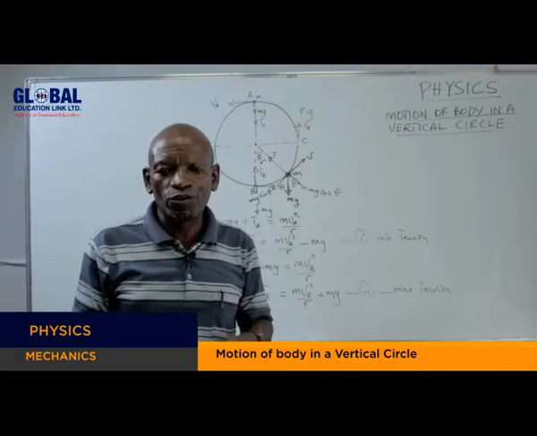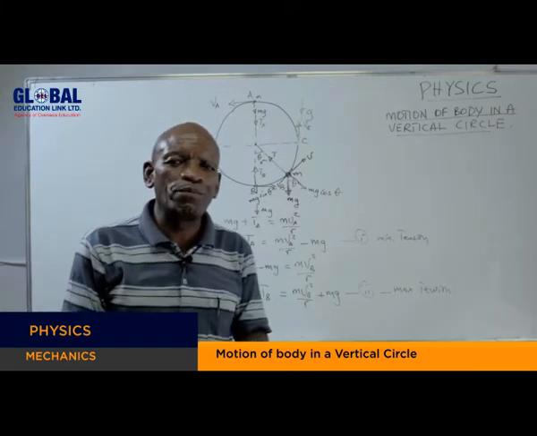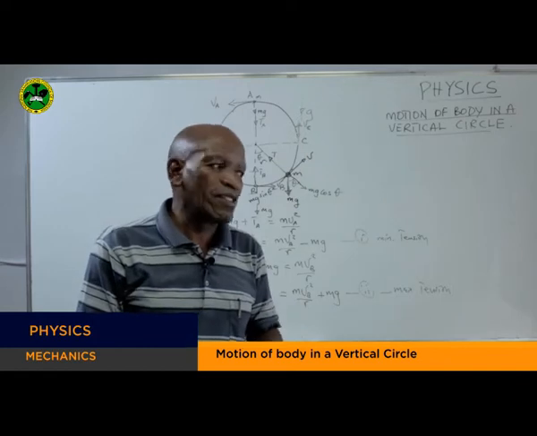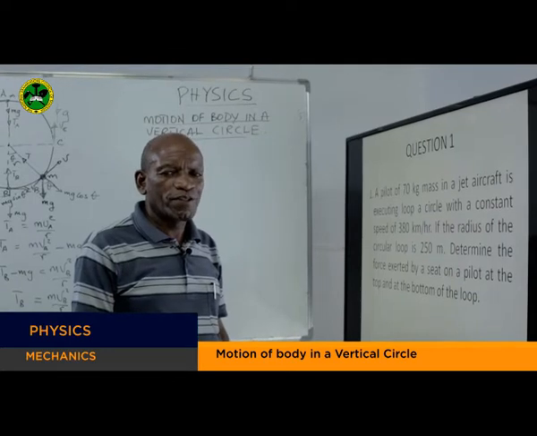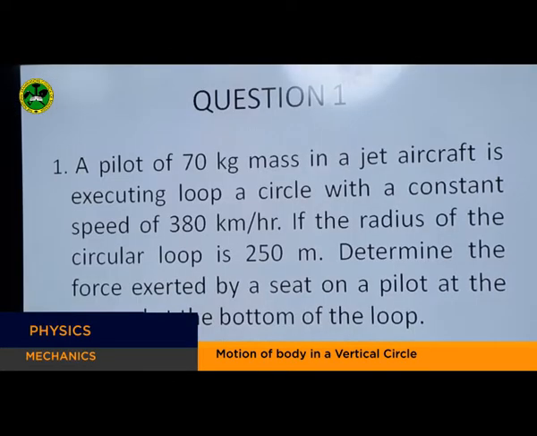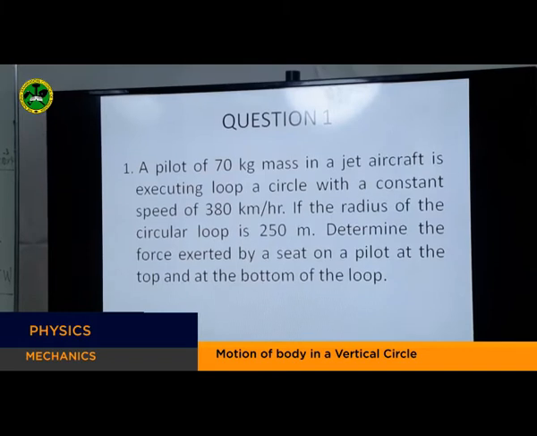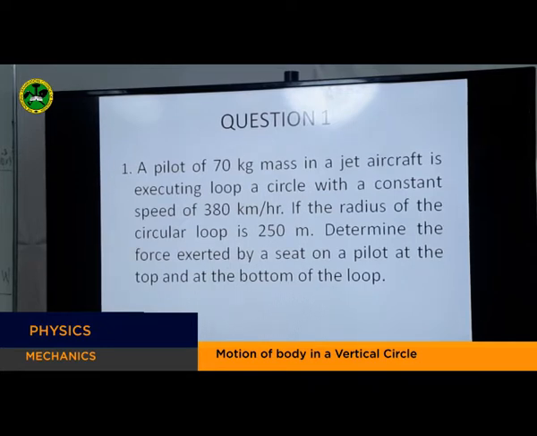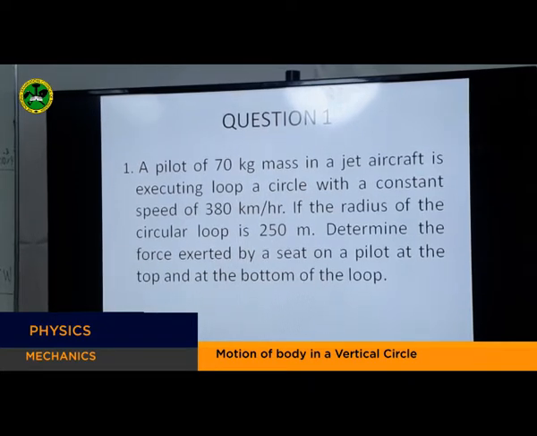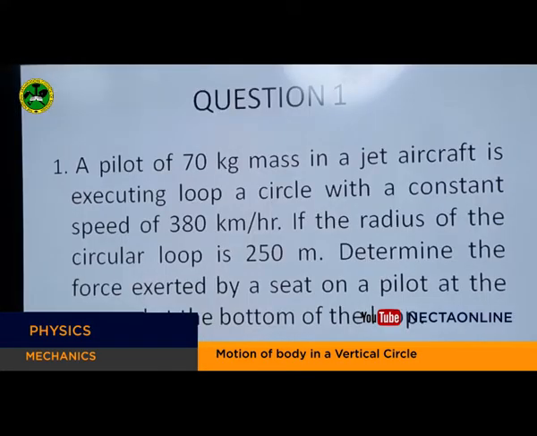Okay, let us look and see those questions I'm having, and I hope it will help you to go with me through those particular challenging areas. Our first question is this one. It says that a pilot of 70 kilogram mass in a jet aircraft is executing a loop of a circle with a constant speed of 380 kilometers per hour. If the radius of the circular loop is 250 meters, determine the force exerted by a seat on a pilot at the top and at the bottom of the loop.